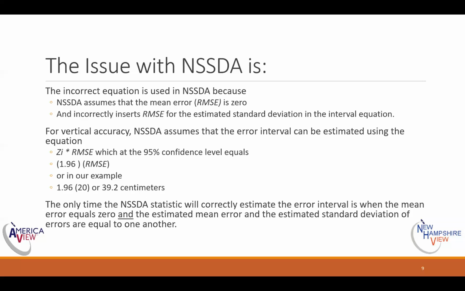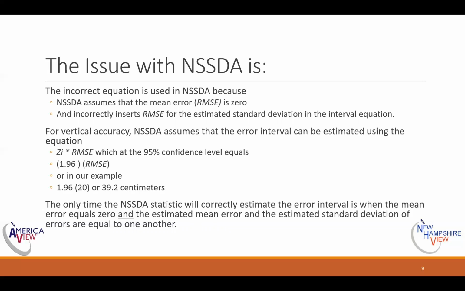So if you're doing vertical accuracy, just Z, then NSSDA assumes that the error interval can be estimated using the equation Z, that 1.96 at the 95% confidence interval, times the root mean square error. In our case, that would be 1.96 times 20, or 39.2 centimeters. So that's now saying the NSSDA calculation is 39.2 centimeters. However, the issue is that it's assuming that the mean error is 0, and that's not true. So you've got a problem going on there.